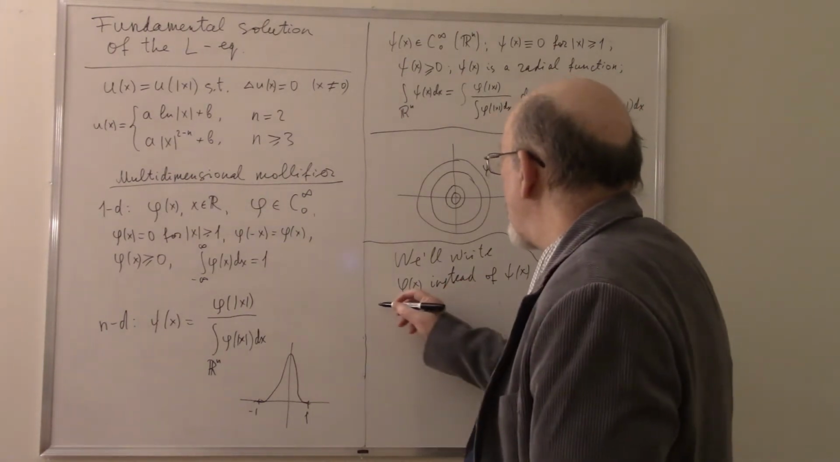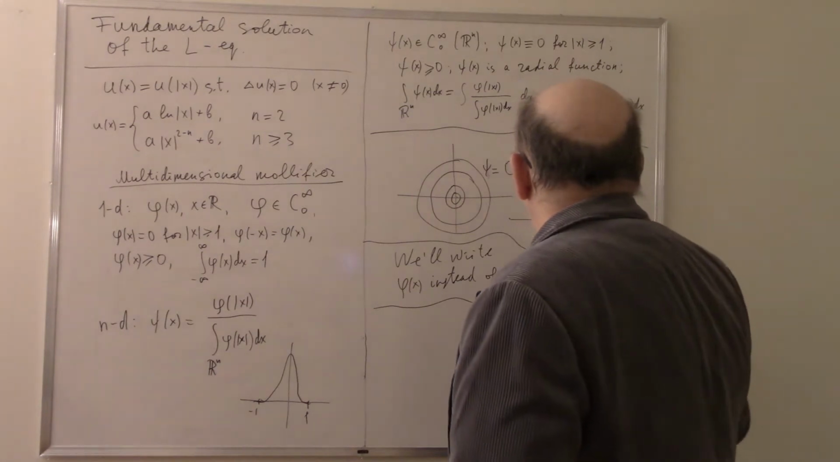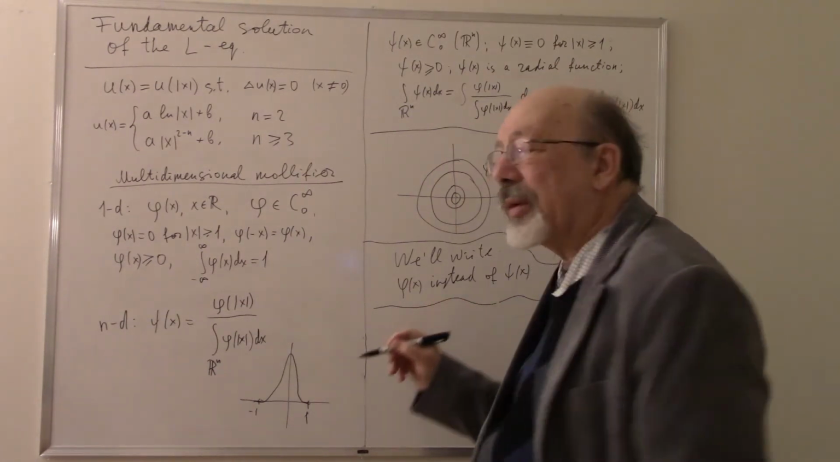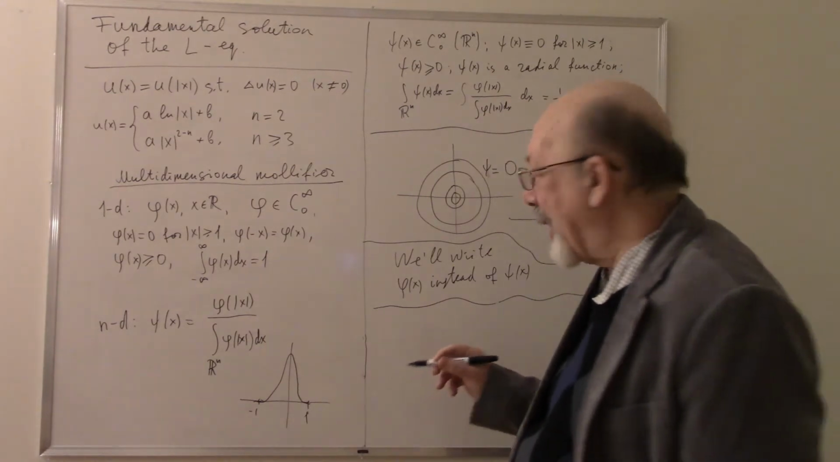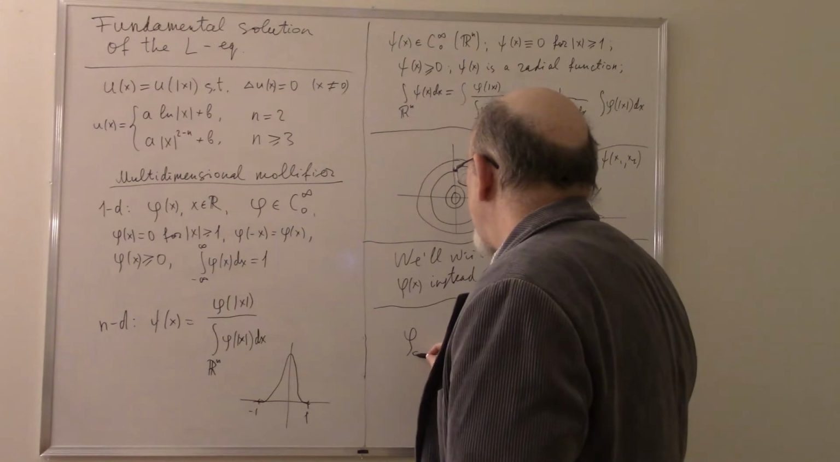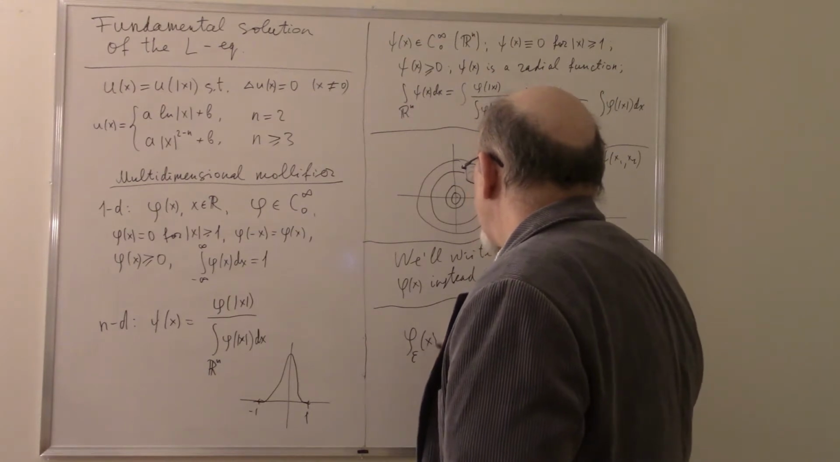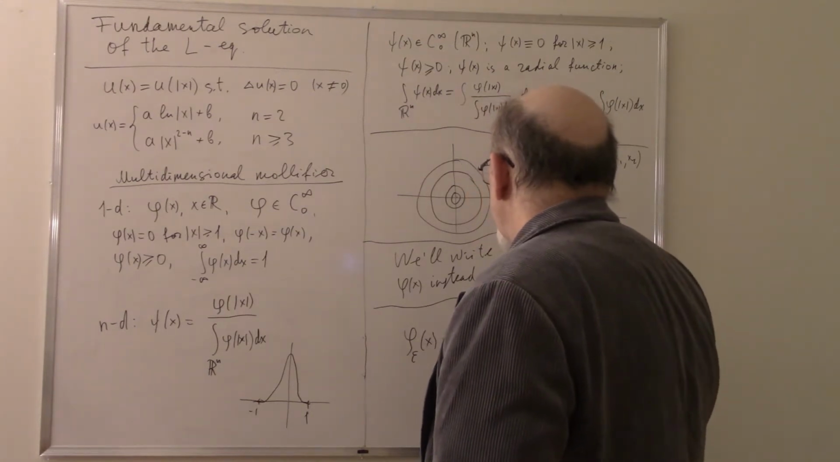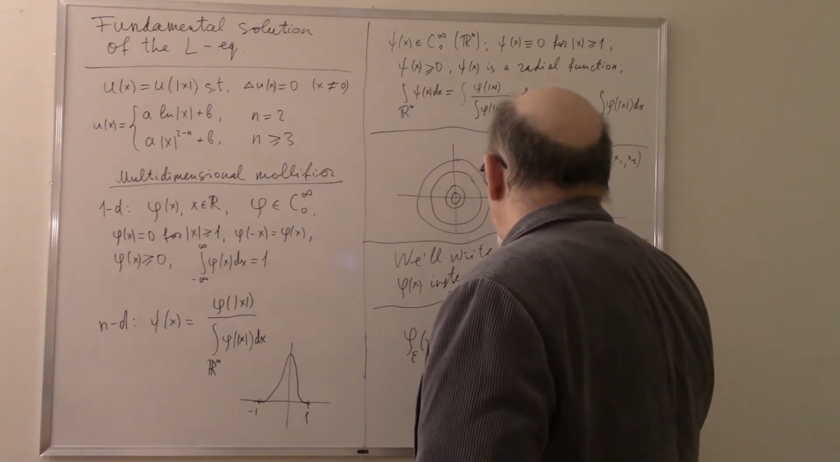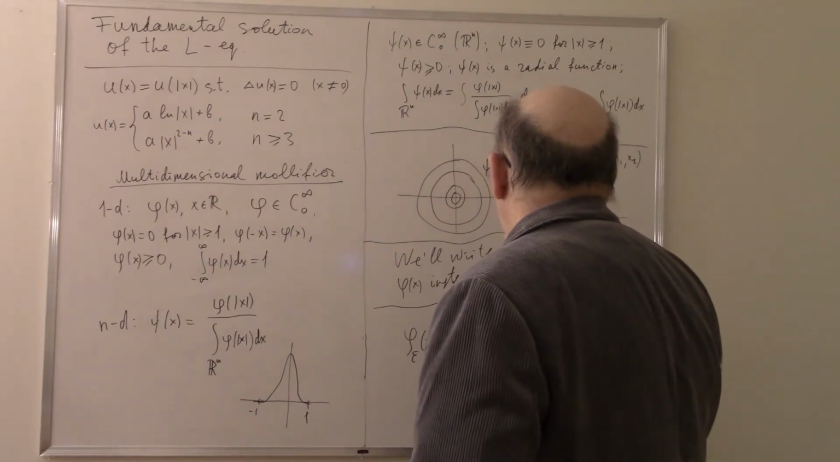And now, to make it a real mollifier, we have to introduce a parameter. So we write phi epsilon of x equals 1 over epsilon to the power n times phi of x divided by epsilon.